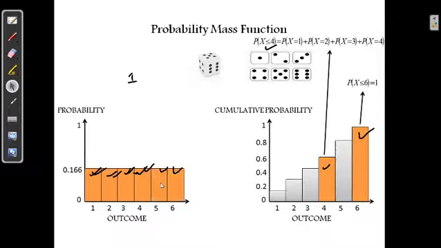Because what you are doing is taking all of this. Now this is called the probability mass function, and this is called the cumulative probability function. Is the concept clear this much? Random variable, probability mass function, cumulative distribution function. Do you understand this much?